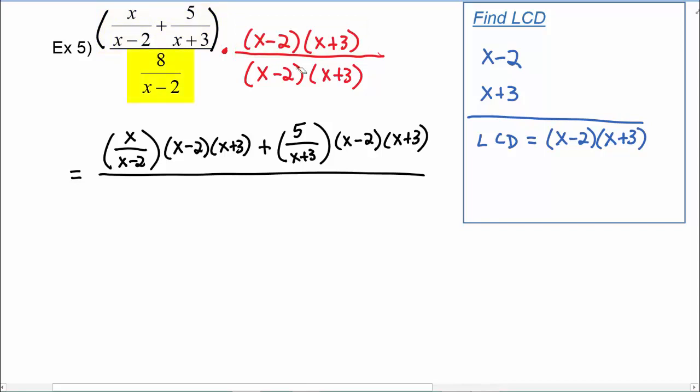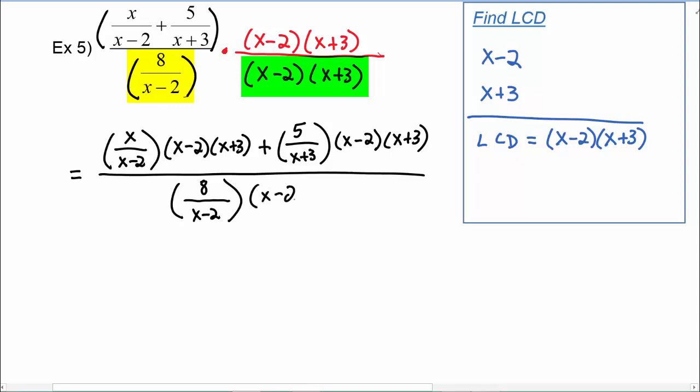In the denominator times denominator, we see we're going to get 8 over x minus 2 multiplied by x minus 2 times x plus 3. Now we're ready to look at each product on its own and cancel whenever possible.